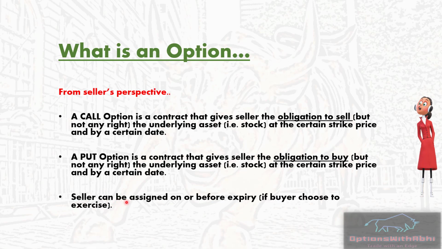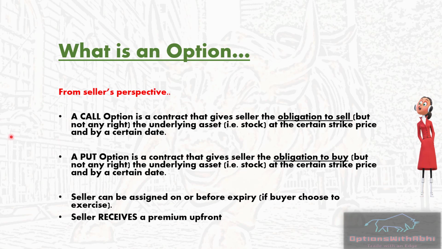Seller can be assigned on or before expiry if the buyer chooses to exercise. As we saw earlier, Jack can come back anytime, and if Jack comes back, Tia has to proceed. If Jack comes back, that is called exercise, and if Tia has to sell the house, that is called being assigned in terms of options. So Jack has the right to exercise and Tia can be assigned, and the seller receives a premium upfront. Like in this case, Tia has received a premium of 5,000.